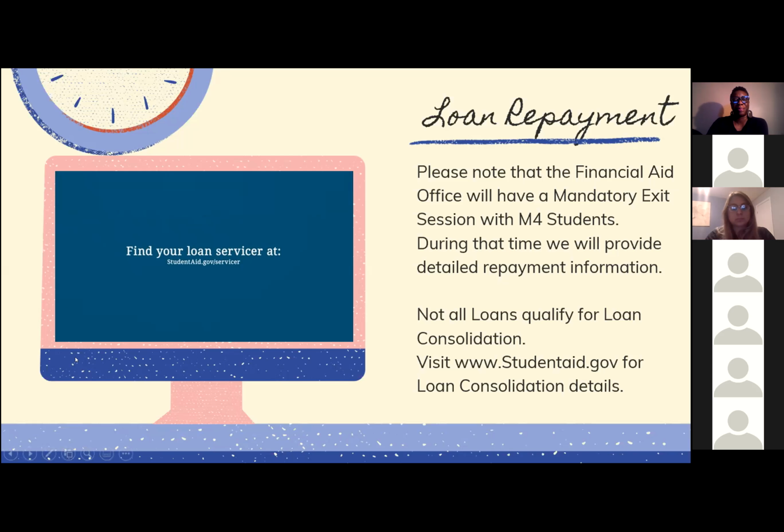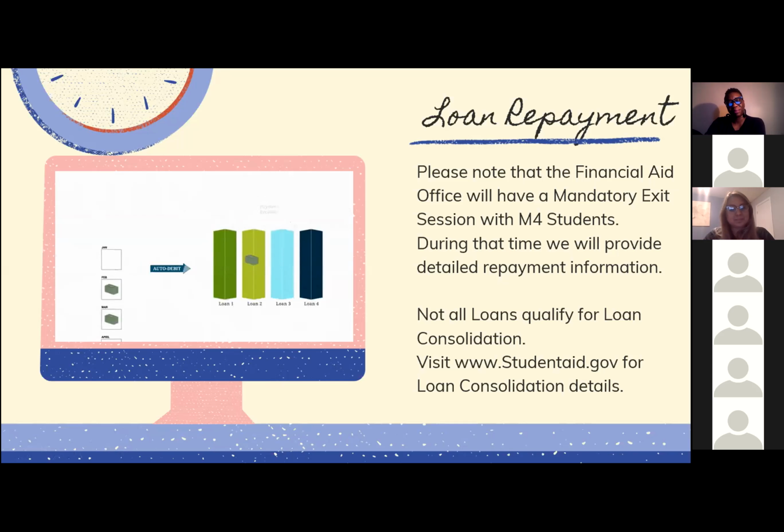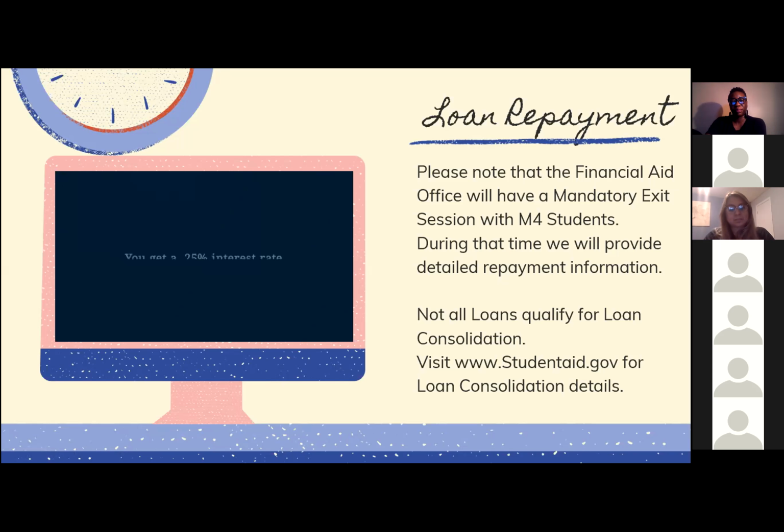A little payment tip. Once you know where to send your monthly payment, it's smart to enroll in automatic debit or auto debit with your loan servicer. With auto debit, your payment gets taken from your bank account automatically each month. This way, you'll know your payments will be made on time. Plus, if you enroll, you get a 0.25% interest rate deduction on your loan.